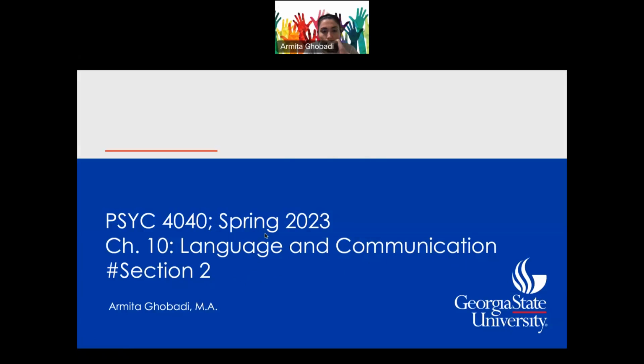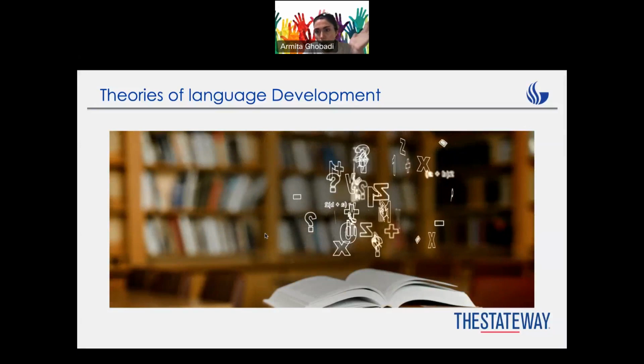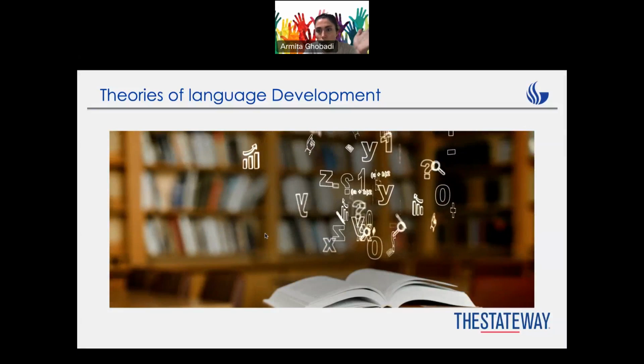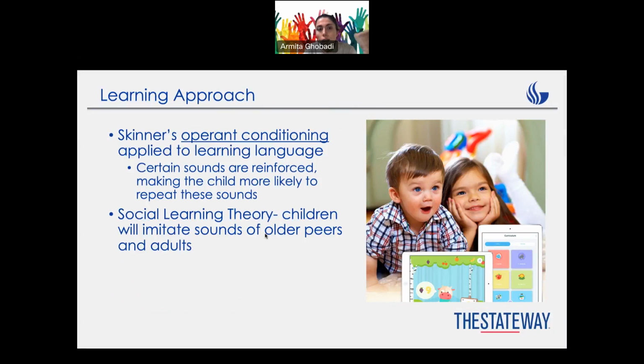So, section 2. This section is very important because we're going to talk about theories of language development. If you go back and check chapter 1, we had different frameworks in developmental psychology. This actually initiated from that argument. Again, we have a similar argument here. For example, we have operant conditioning by Skinner, again Piaget, and we're going to talk about Vygotsky.